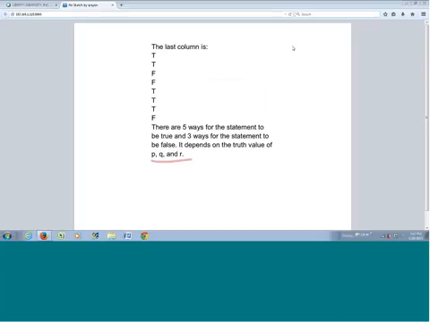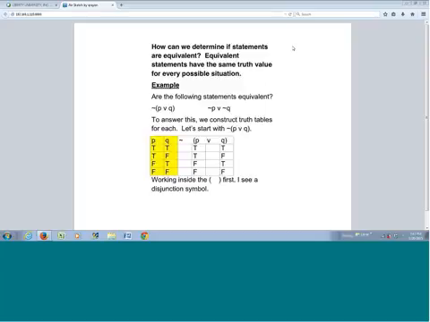The last thing I'd like to look at today is how we can determine if statements are equivalent. Well, equivalent statements have the same truth value for every possible situation. So what we do is make a truth table for each statement, and if the truth tables result in the same thing, then they would have the same truth value for every possible situation. So let's take a look at these two. There's this one and this one.